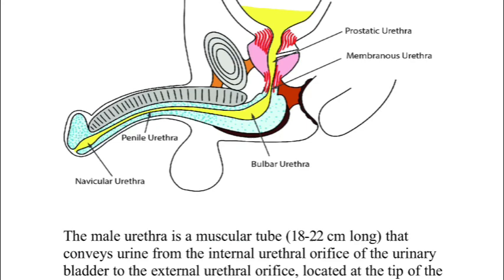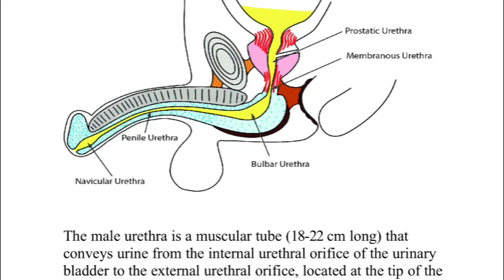The male urethra is a muscular tube. It's 18 to 22 cm long. The male urethra conveys urine from the internal urethral orifice of the urinary bladder to the external urethral orifice. The external urethral orifice is located at the tip of the glans penis in males. The urethra also provides an exit for semen. You remember semen is made up of sperms and glandular secretions.